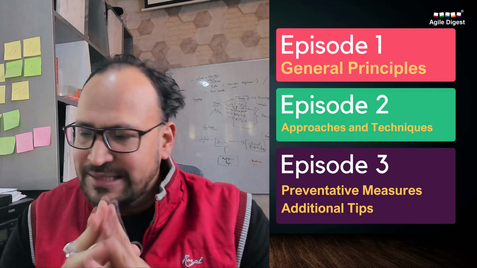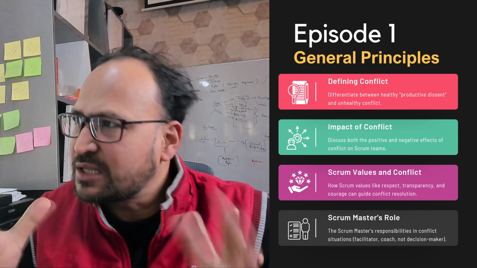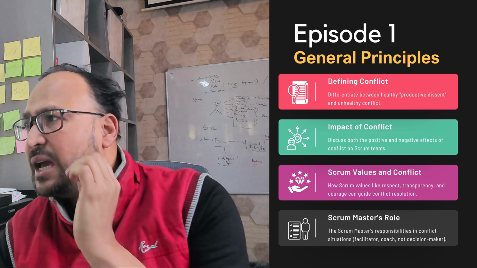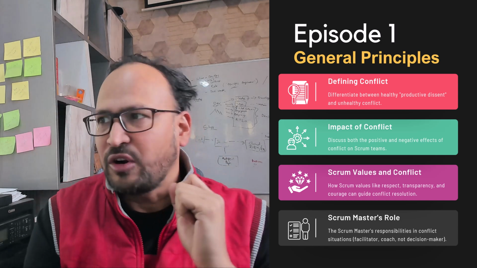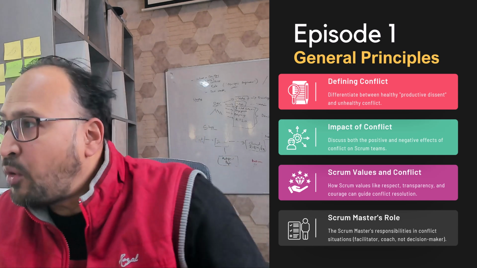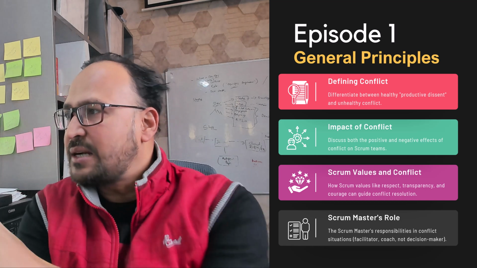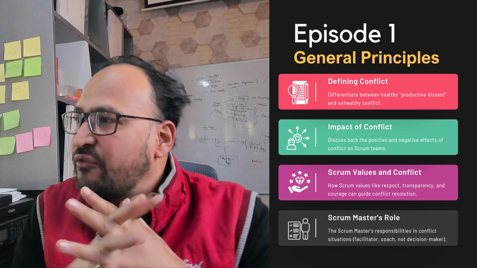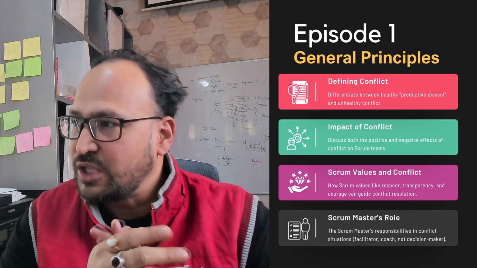To understand these general principles, these are the key topics that we'll be talking about. What is conflict? The difference between healthy and productive dissent and unhealthy conflict. What is the impact of conflict? Discuss both the positive and negative effects of conflict on Scrum teams. Then Scrum values and conflict: how Scrum values like respect, transparency and courage can guide conflict resolution.